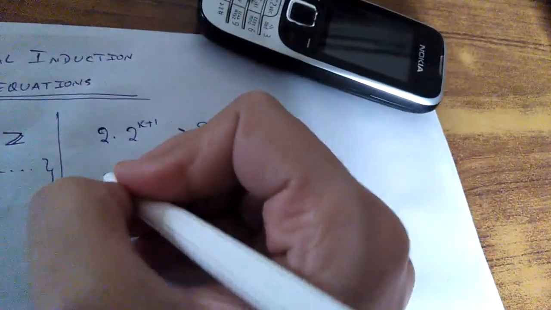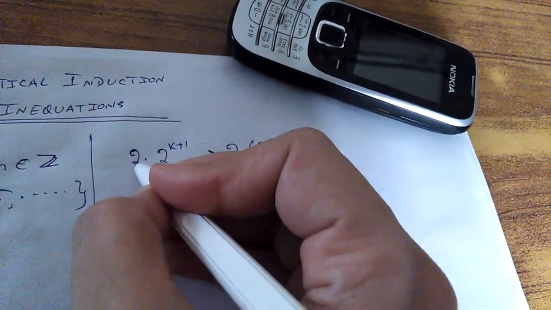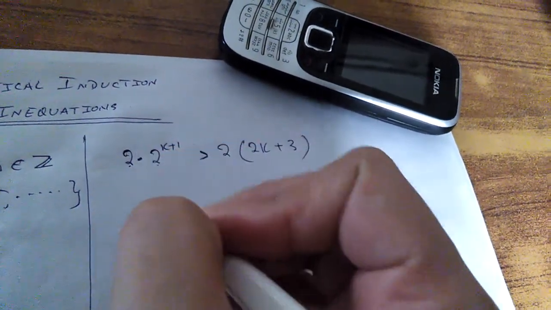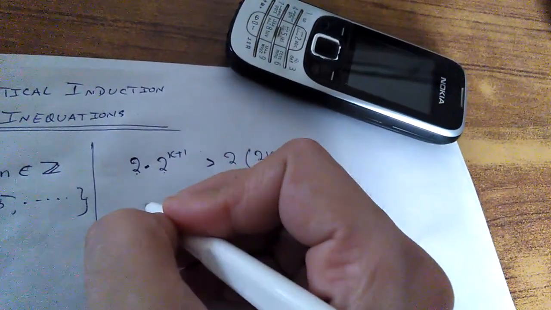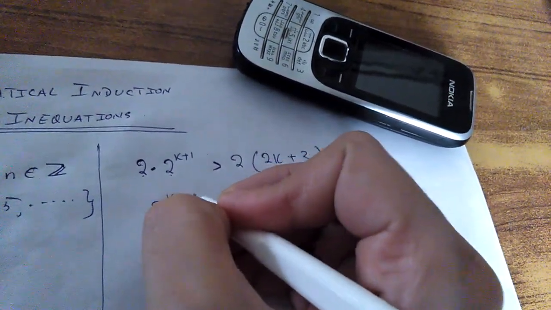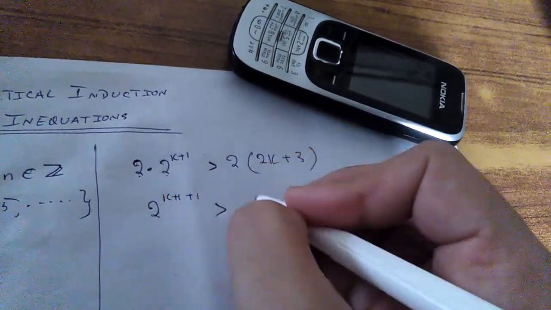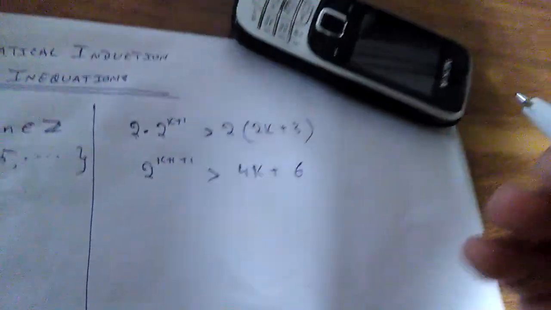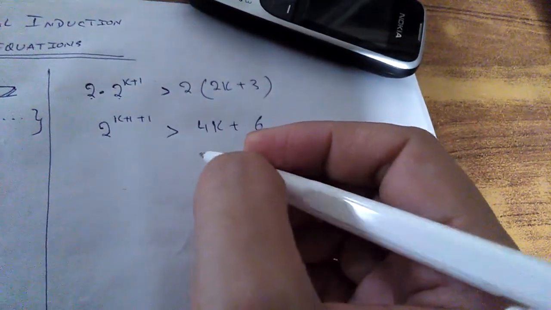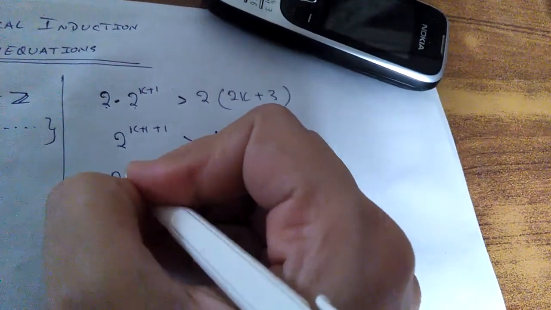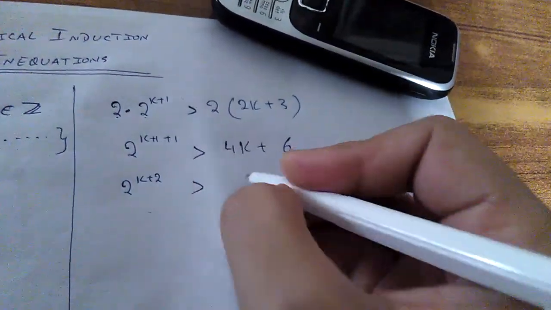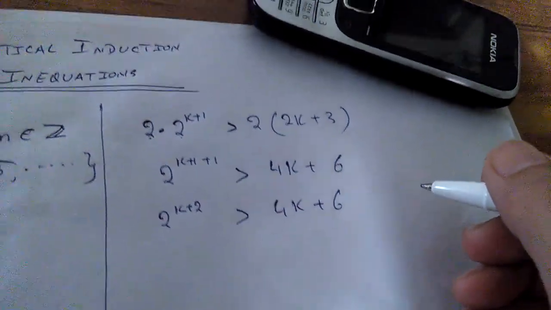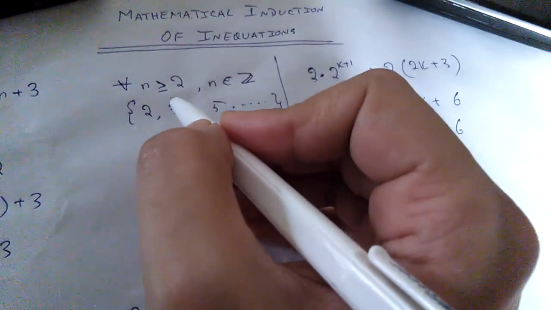You see here the power is 1, the bases are the same, and they are getting multiplied. So you simply add up the powers: over here the power is 1 and over here the power is 2k plus 1. So you simply write like this, and that's how you get it. Now you see it is going to be 2 to the power k plus 2 greater than 4k plus 6.